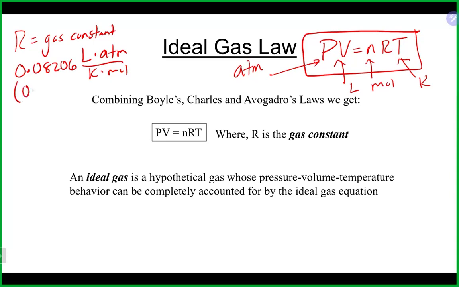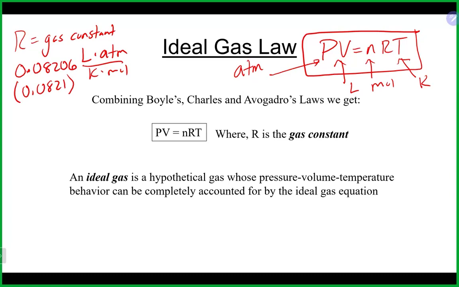Nowadays, people like to round this number to 0.0821. I'm good with whichever number you want to use. I personally use the top number because that's the one they beat into my head and I can't get it out. So that's the number I use. But nowadays, books do round it a lot to 0.0821. So you can use either one you want.